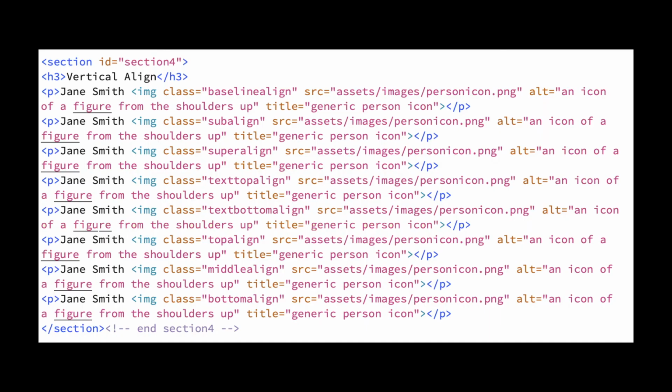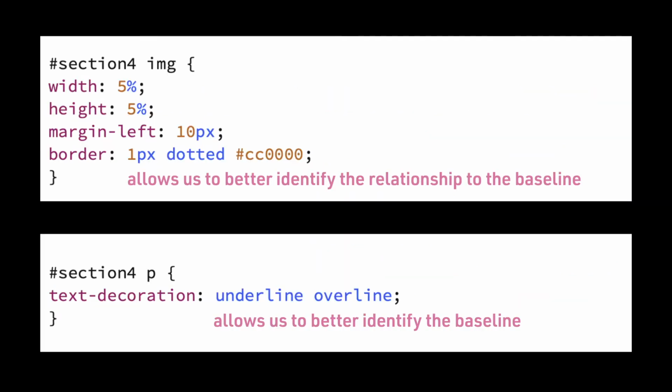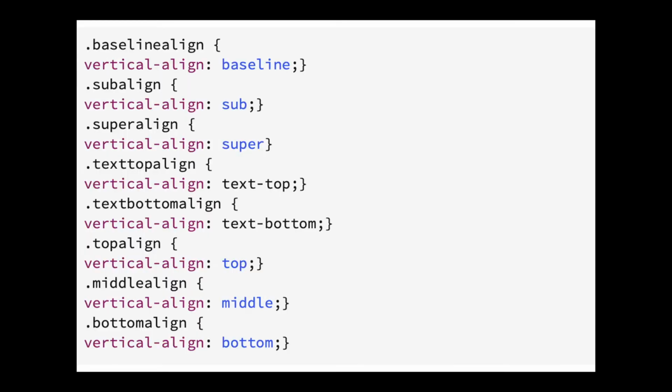This is the HTML for an example showing how the vertical align property affects the positioning of an icon against a line of text. Here is the CSS. First, we look at the CSS that applies to all the icons, and then we will look at the CSS of different vertical align values.